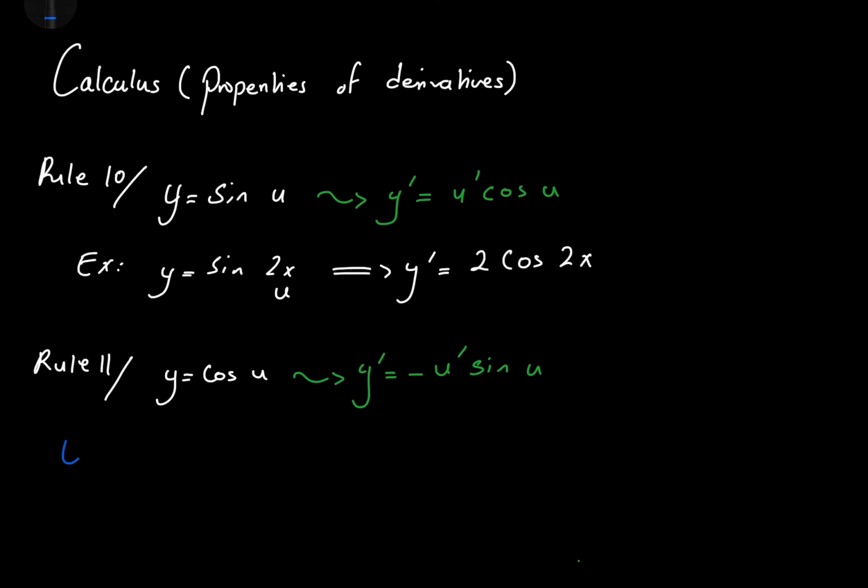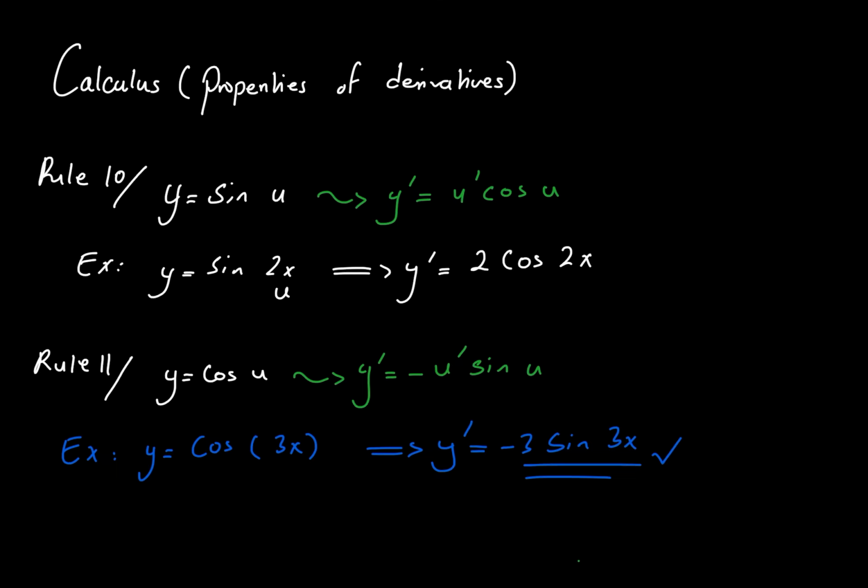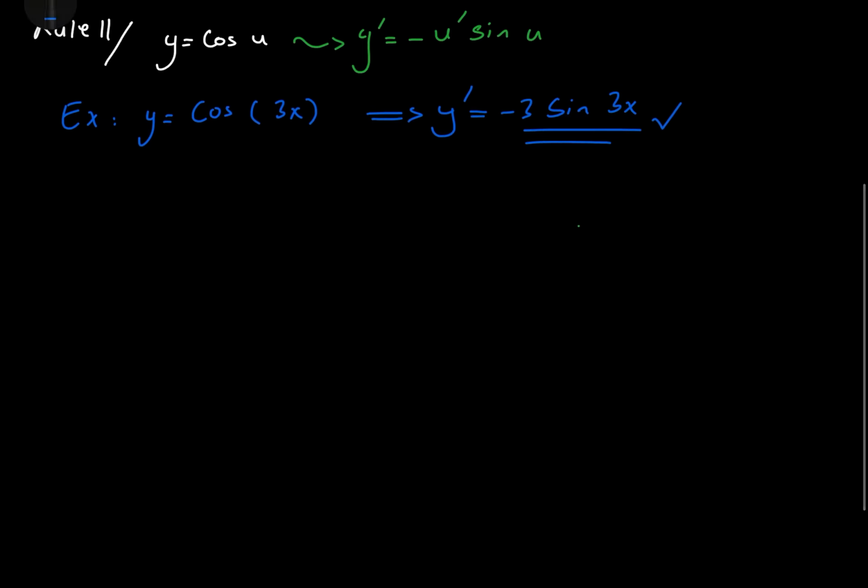As an example, you could be given something like y is equal to cosine of 3x. The derivative of this function would simply be y prime equals negative 3 sine of 3x. That's it. Let's go ahead and continue now. So rule number 12.